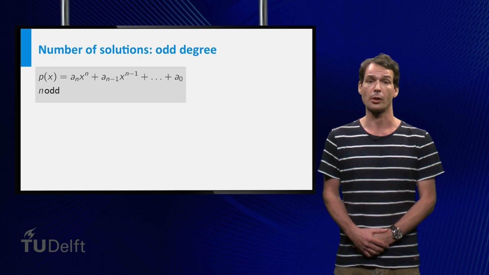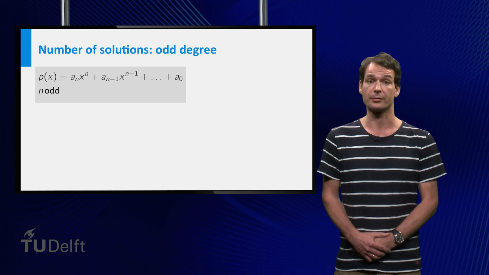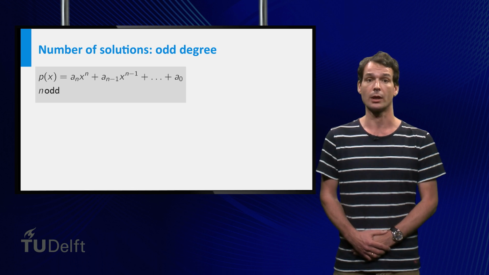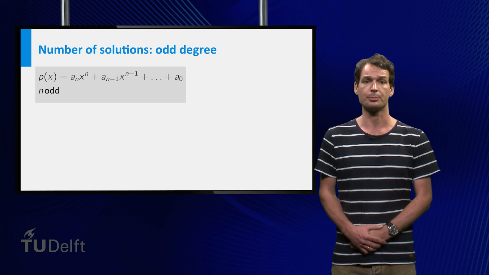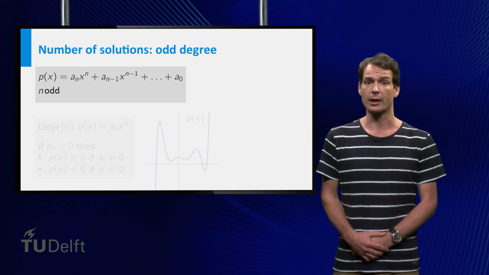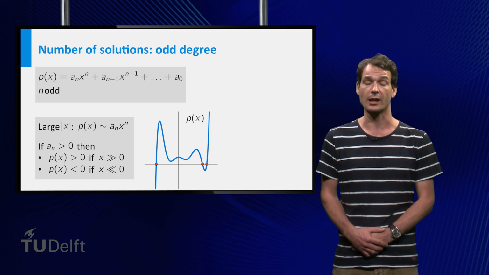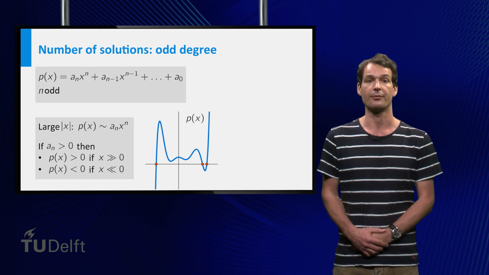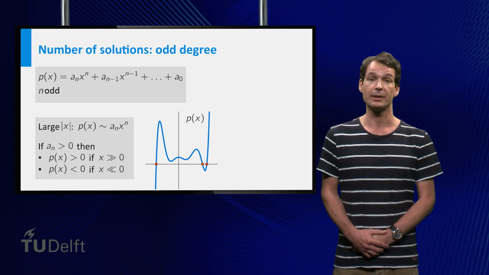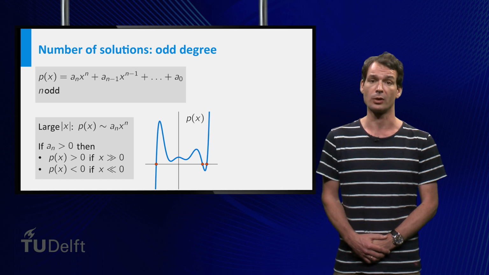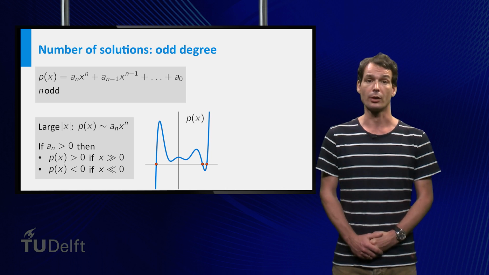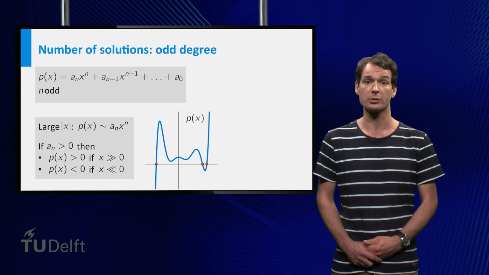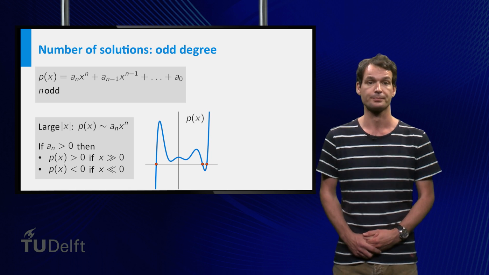Now suppose that the polynomial p has odd degree, that is, p is of the form an times x to the power n plus lower degree terms, with n an odd number. Let us assume that an is positive. We know that for x far away from 0 the polynomial behaves like an times x to the power n. So p of x is positive if x is a very large positive number, and p of x is negative if x is much smaller than 0. Since a polynomial is a continuous function, it has the intermediate value property which guarantees that p becomes 0 somewhere, as you can also see in the graph.